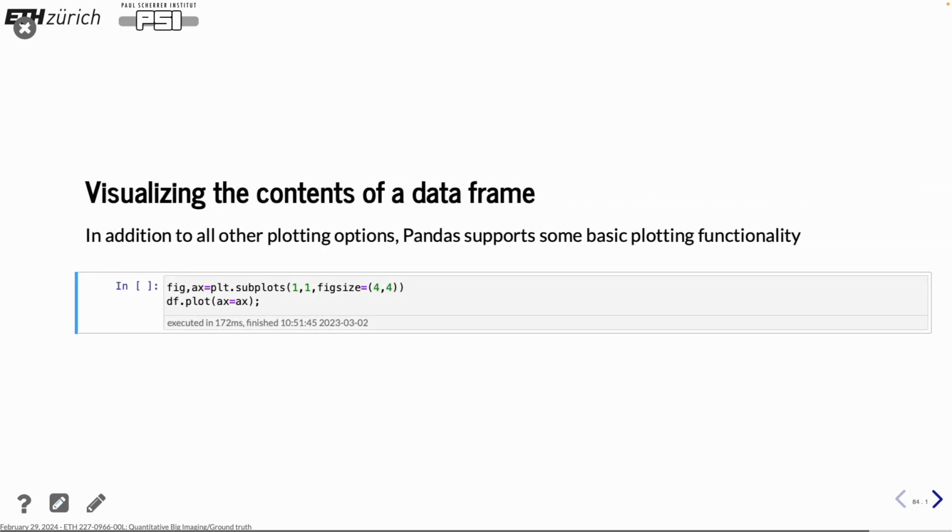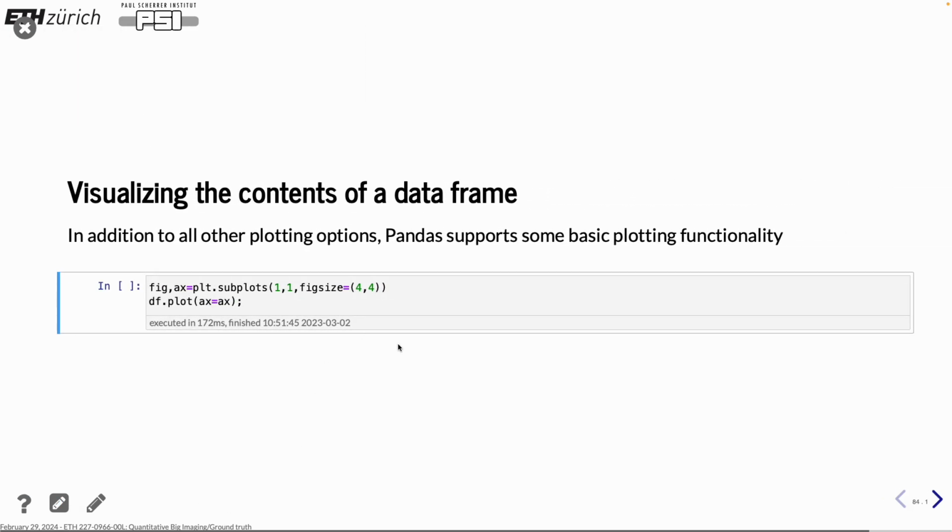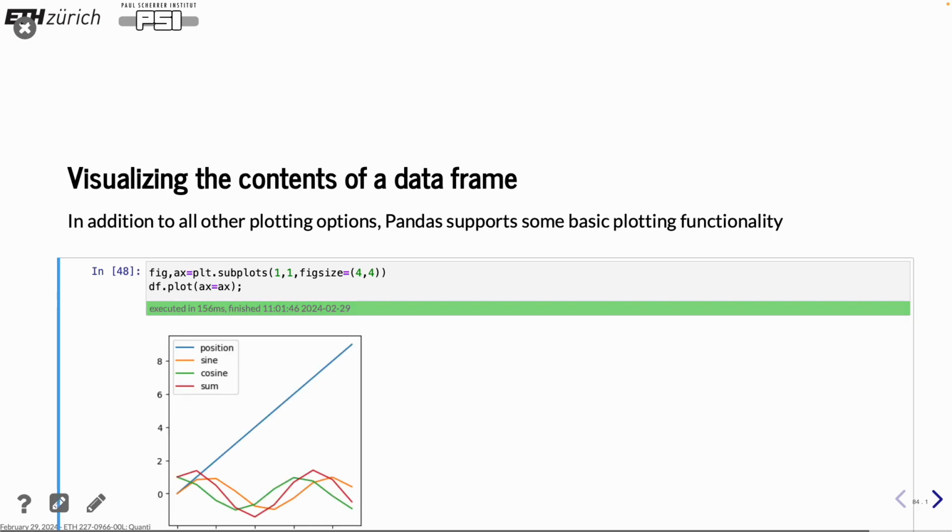And as I'm in a little bit of time pressure now, plotting can be done in the same way. Last time, I think you saw a bit of plotting. You can also plot the data frame content by just saying df.plot, and you tell which plotting axis you want to use. And the outcome would be this, where you can see that the position is just linearly increasing, and then you have the different signs here.